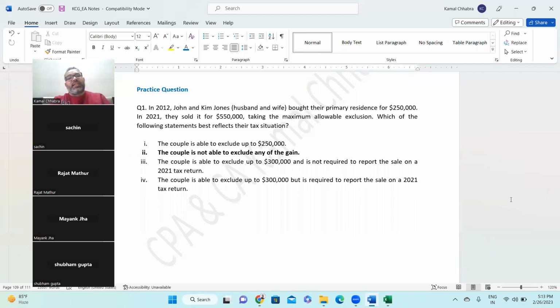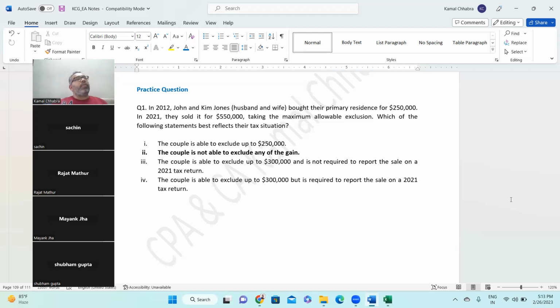What is the maximum exclusion? And which of the following statements best reflects the tax situation? The couple is able to exclude $250,000. The couple is not able to exclude any gain. The couple is able to exclude $300,000 and is not required to report the sale on a 2021 tax return. And the couple is able to exclude $300,000 but is required to report the sale on the tax return. Which statement is correct and why?